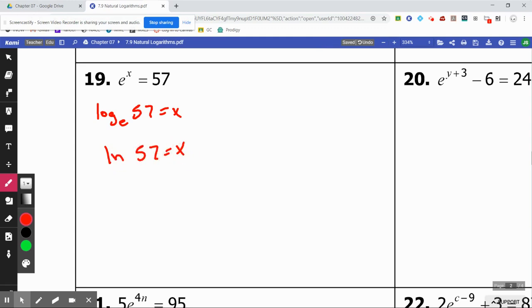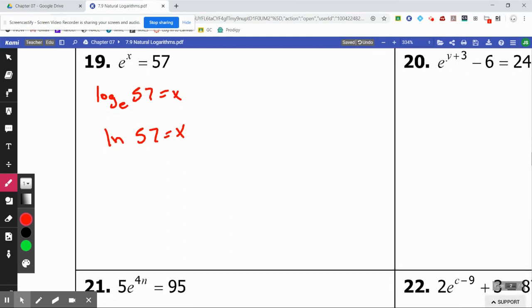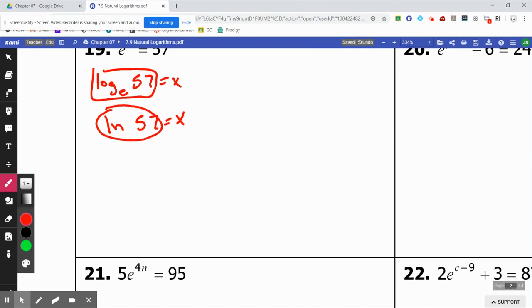Now, if you look at your calculator, you do not have to use your change of base formula on these. Log base e, or this natural log of stuff, is a button on your calculator. So for these problems, all you have to do is the ln, or the natural log of 57, and that's about 4.0431. That is your value for x.